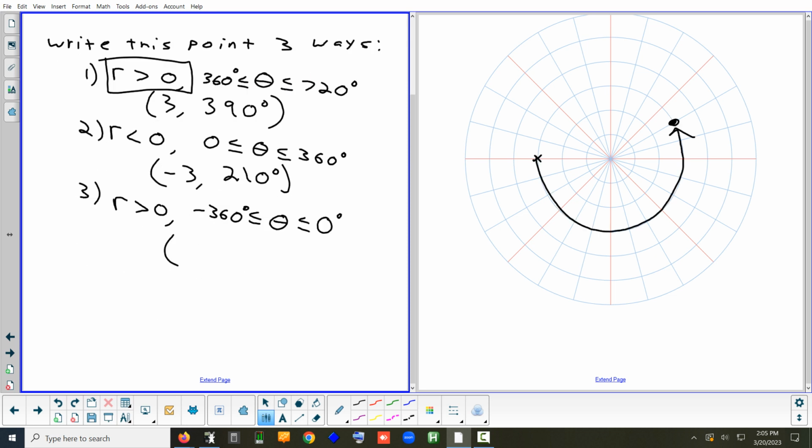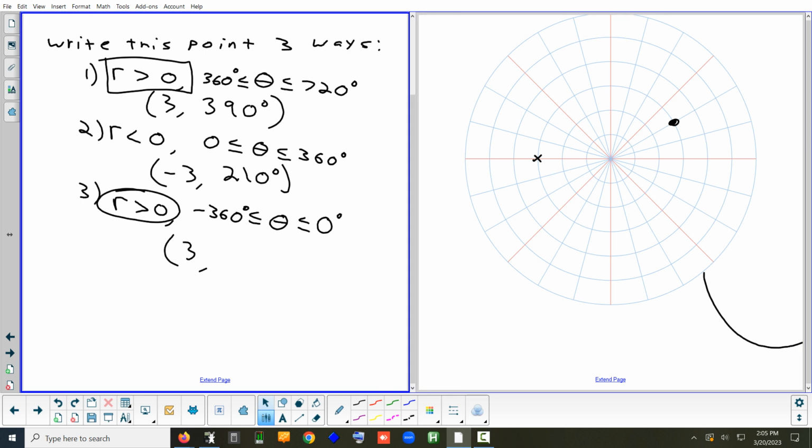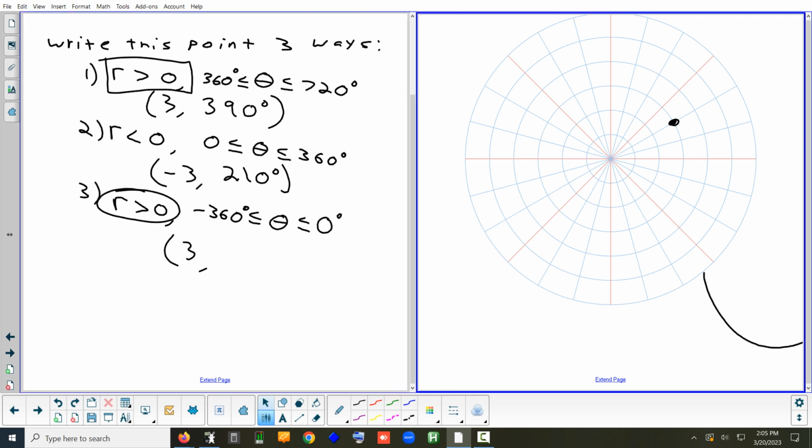Okay. For the third way, they want the radius to be greater than 0. So what do you have to be on the third circle? 3 is the only option. So let's just move this. So we're going 3 to the right. 1, 2, 3. And then which way do they want us to rotate? Clockwise. So it's like they want us to take the long way to get to that point. So we're going clockwise.